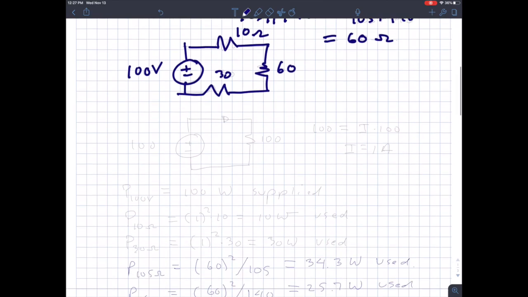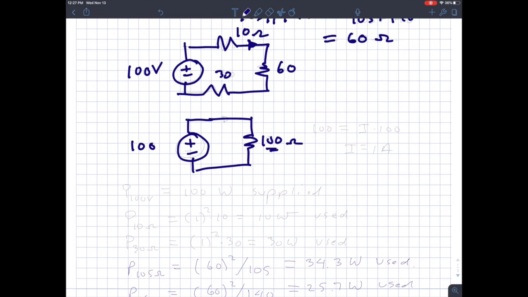We can break that down further and come up with a single resistor circuit, because all these have the same current flowing through them. They're in series, so you add resistors in series: 10 plus 60 plus 30 gives you 100 ohms.